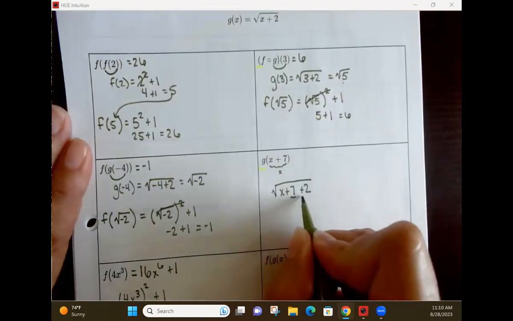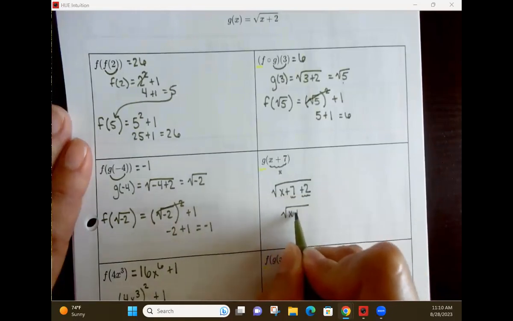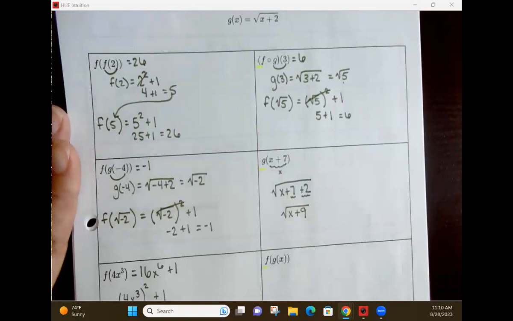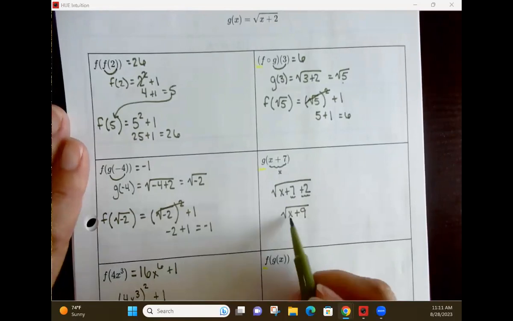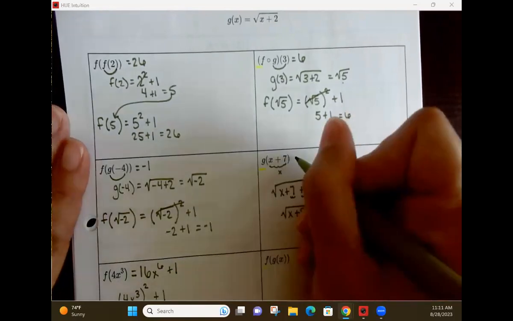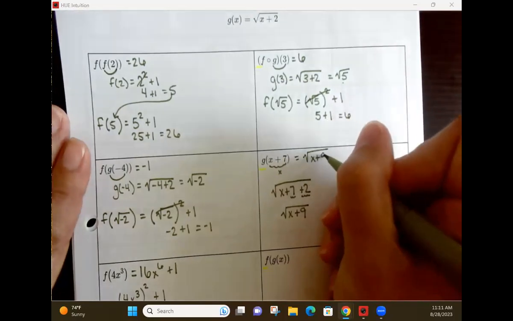Now we've got some like terms we can combine under the root here. So this would be the square root of x plus 9. And then there's nothing else for me to do here. 9 does have a square root, but it's not just the square root of 9, right? It's the square root of x plus 9. I can't break up that addition, so we will just have the square root of x plus 9.